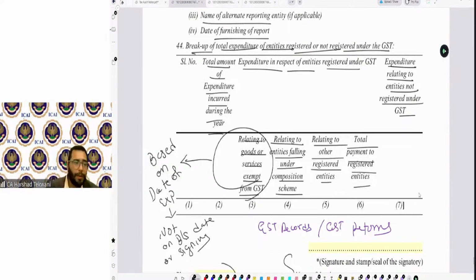Any doubt with respect to Form 3CD, guys? Any doubt? So guys, with this we have completed our chapter on tax audit and ethical compliance.